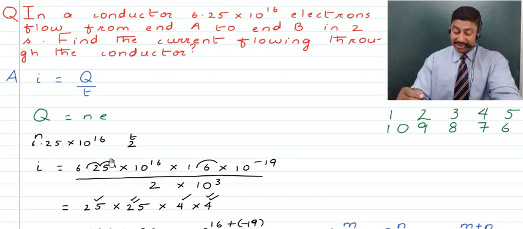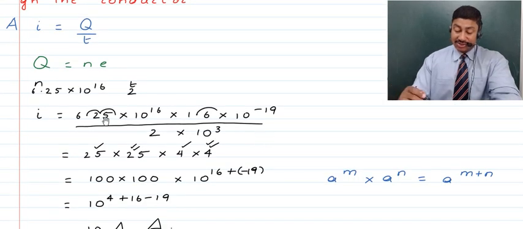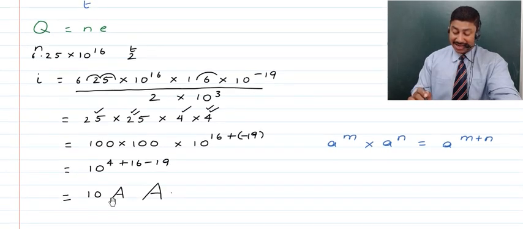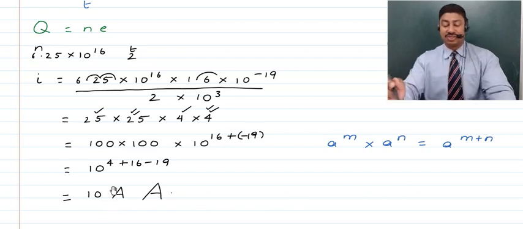Now when decimals are shifted, you have 10 raised to the power 3 in the denominator. Now 625 can be written as 25 into 25, and 16 can be written as 4 into 4, and further you can add the powers of 10 as 10 raised to the power minus 19 plus 16, which will give you 16 minus 19. Now here, as you have 25 into 4, which becomes 100, and 25 into 4, which becomes 100. So 10 raised to the power 4 is also there, to which 16 minus 19 will get added, and thus you have 20 minus 19, which is 1, so 10 amperes. Thus 10 amperes is the current which is being talked about.